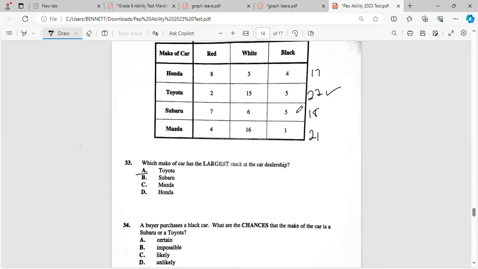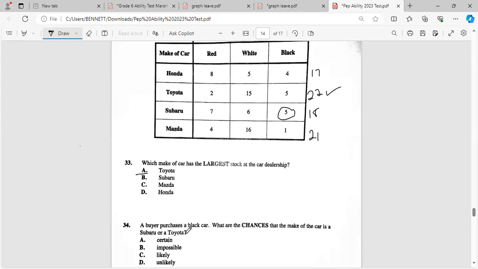I say my answer is C, likely. Likely, okay. Alright. Do we agree that it's likely, guys? Yes, sir. Alright, so first we got black car, right? And this is Subaru. So Subaru have a total of 5 black cars, because this is black.